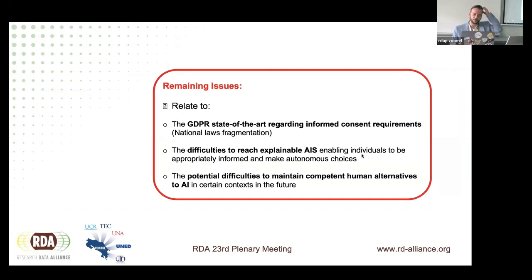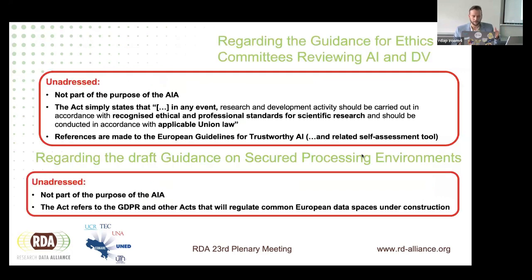Remaining issues relate to the GDPR state of the art, of course, because we are remaining in a national law fragmentation context when it comes to informed consent requirements, particularly. So there are difficulties in reaching explainable AI systems that will enable individuals to be informed and make autonomous choices, and potential difficulties in maintaining competent human alternatives to AI in the future.